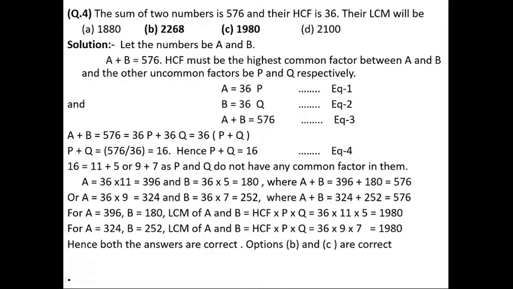Sum of the two numbers is 576 and their HCF is 36. Find their LCM. Look here, the numbers must be multiples of the HCF 36 and LCM also should be a multiple of 36. Keep these two things in mind and go through the solution part of it. You will understand and appreciate. Next.